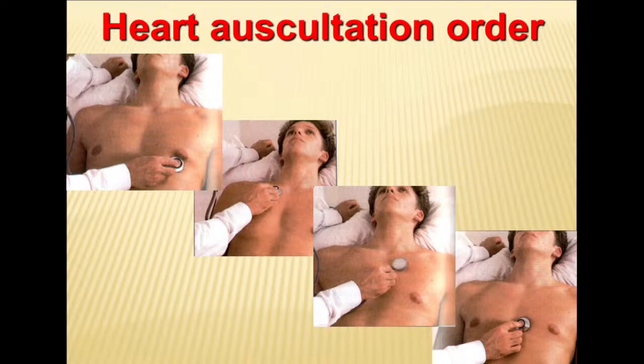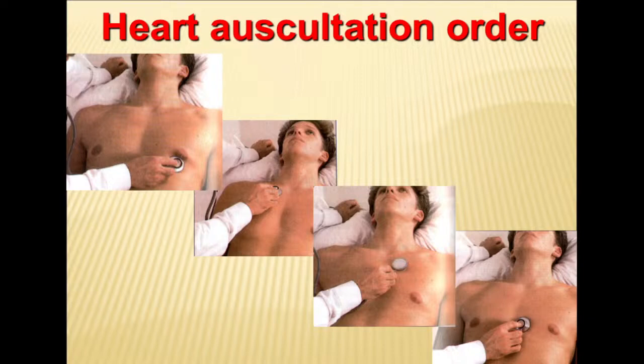In some countries may be used other order. First of all, apex, the xiphoid process, then aorta, pulmonary trunk. But it's not difficult to change when we'll work as doctor. Now we'll study order which used in more countries.